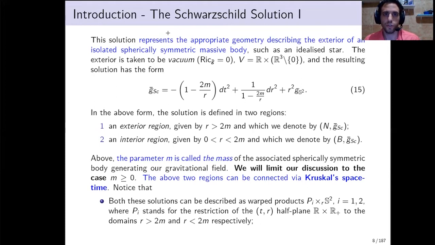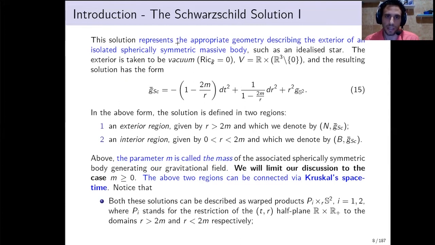The Schwarzschild solution is meant to represent the appropriate geometry describing the exterior region of an isolated spherically symmetric massive body. For instance, an idealized star or even a black hole. Being the exterior region, this is taken to be vacuum, so it's equivalent to the Ricci flat condition. And the equations are posed in principle on this kind of manifolds, and here we are dealing just with the 4-dimensional case to simplify things.